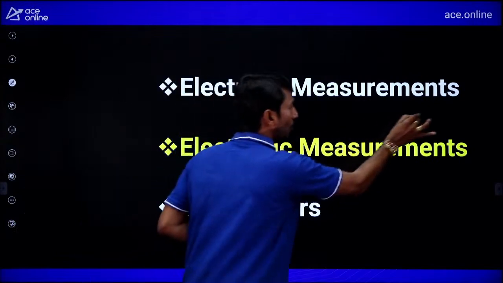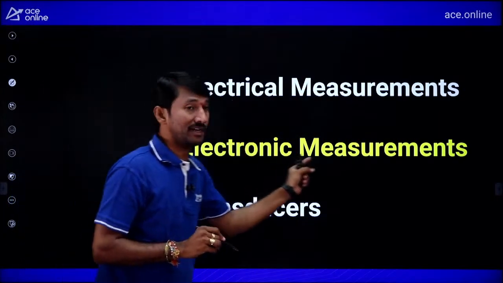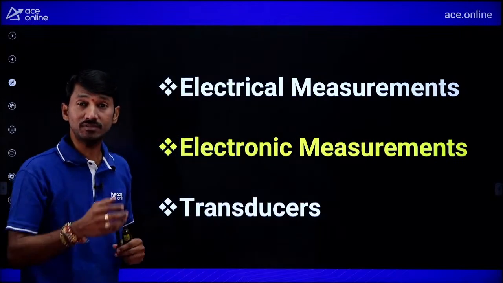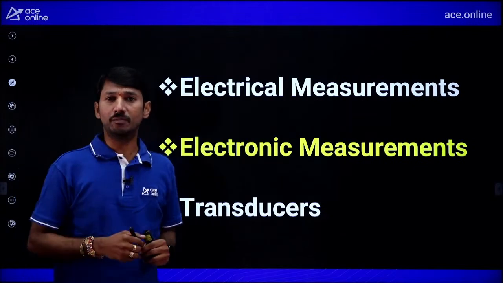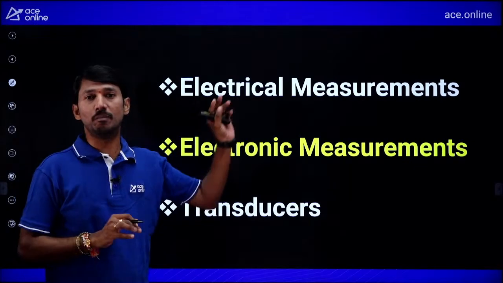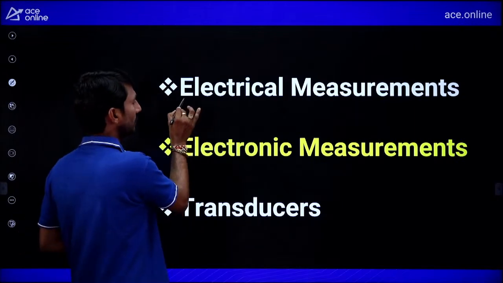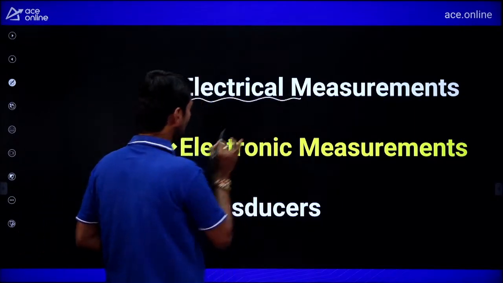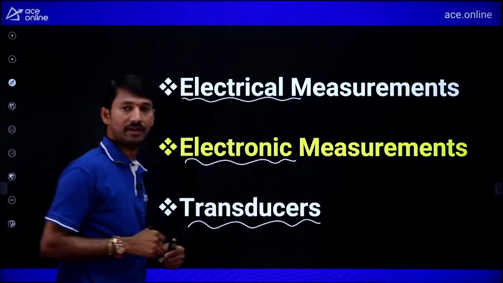Sometimes they give only measurement, or sometimes they mention electrical and electronic measurements, or sometimes electronic measurements and instrumentation. Whatever the name, the overall meaning is the measurement subject. In that measurement subject, three parts will be there: electrical measurements, electronic measurements, and transducers.